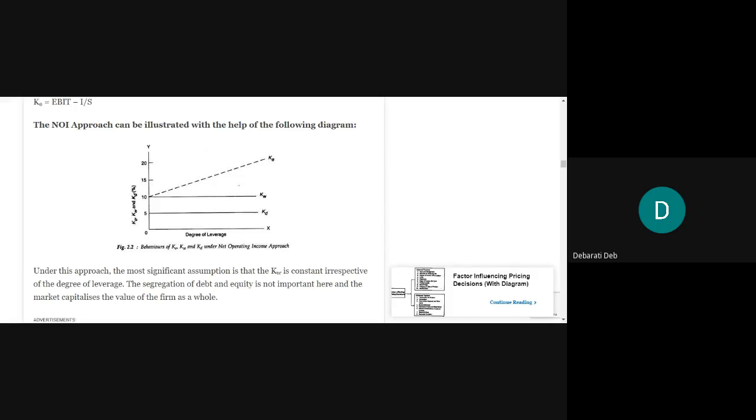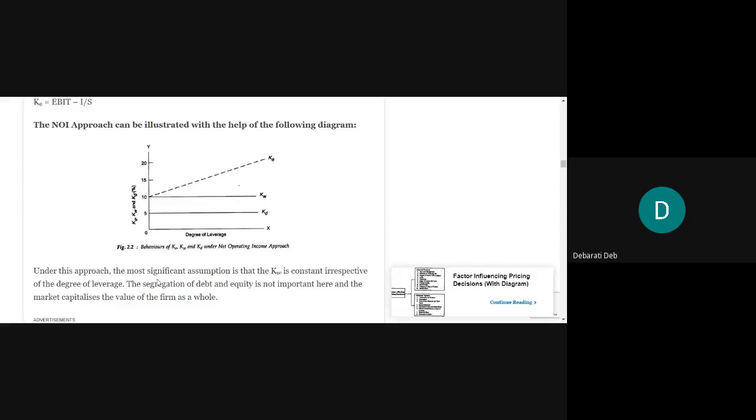Okay, so let us read the diagram now. It says, the NOI approach can be illustrated with the help of this diagram, which you can see on the screen. Under this approach, the most significant assumption is that the overall capitalization rate, that is KW, is constant irrespective of the degree of leverage.